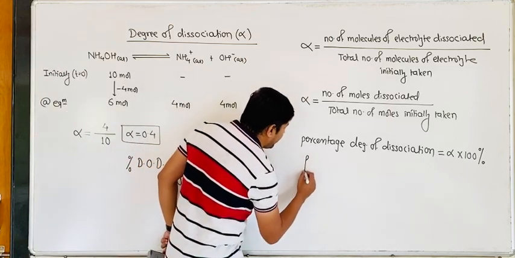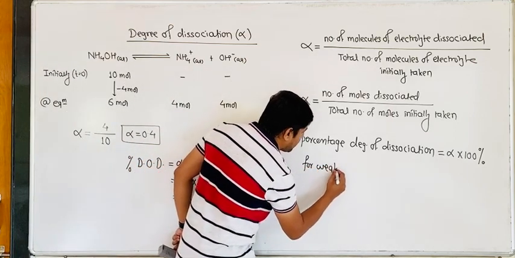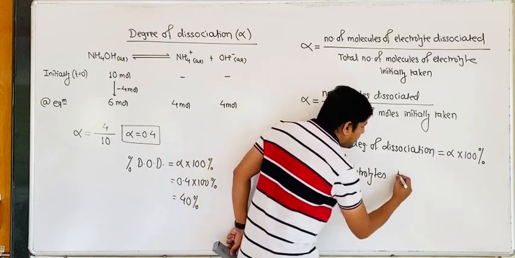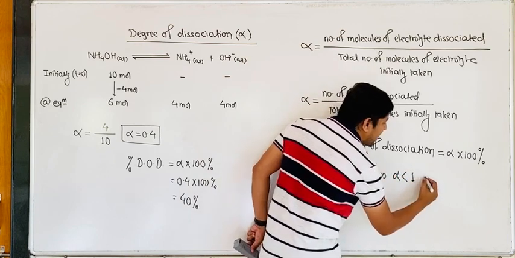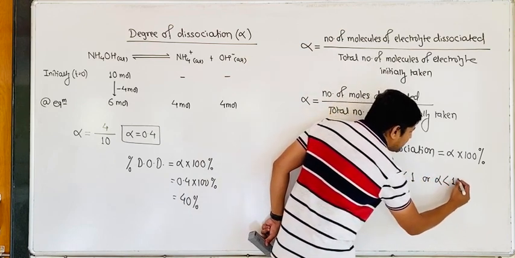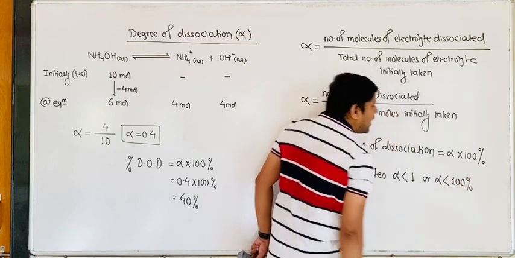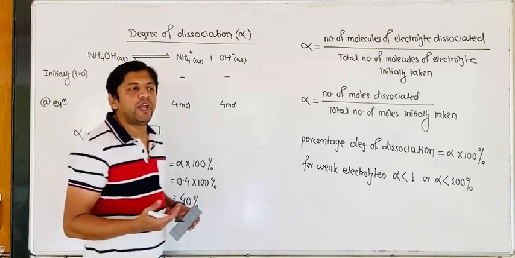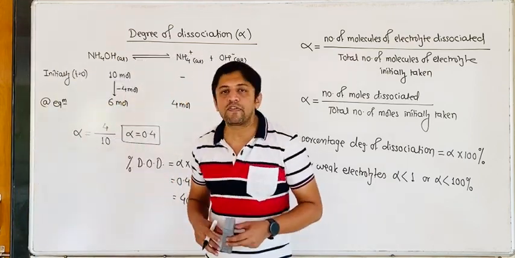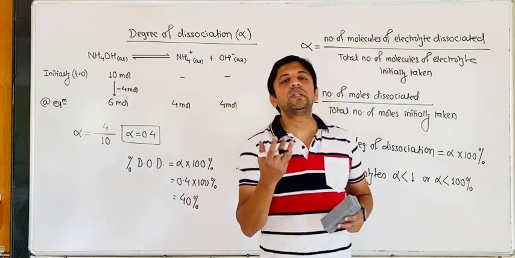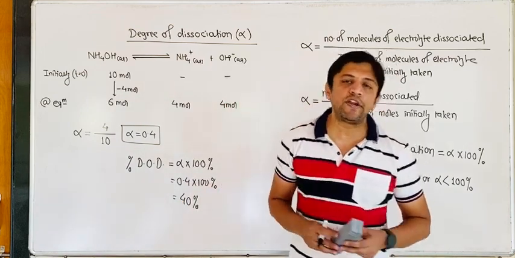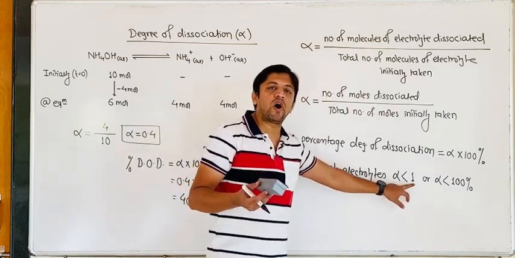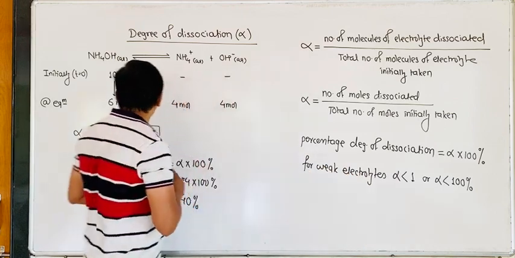So, we can write as for weak electrolytes, alpha is always less than 1 or alpha is always less than 100%. Now, if we consider a strong electrolyte which has tendency to undergo complete ionization process, complete dissociation process, or the electrolyte which almost completely dissociates into its own ions, then the value of alpha is almost equal to 1 or it could be exactly equal to 1.